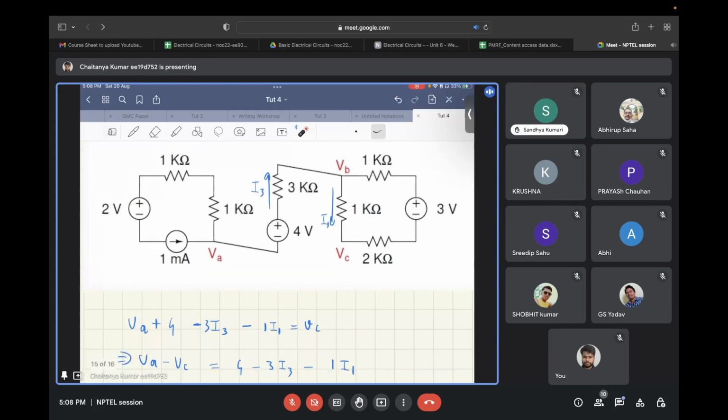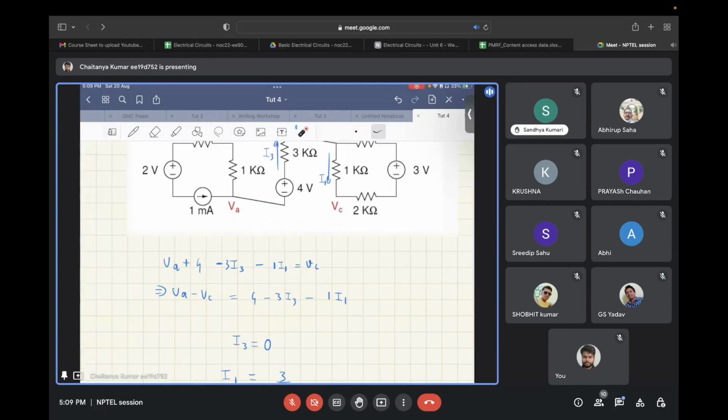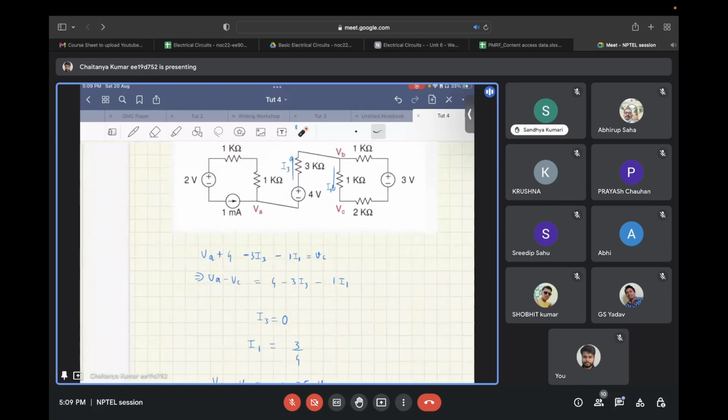Now you see these two meshes are there, so let's say 1 milliampere current is flowing in this direction. Since this is a closed loop, 1 milliampere current will also be flowing through the 1 kilo ohm resistor. So 1 milliampere flows in this direction, and 1 milliampere flows in this direction. So the current flowing in this branch will be zero. So the value of I3 will be equal to 0, and since I3 equals 0, this term can be neglected.